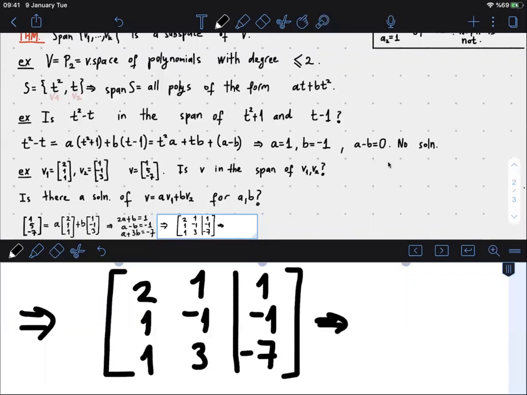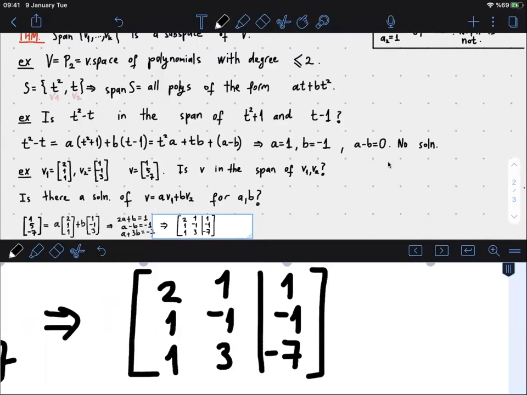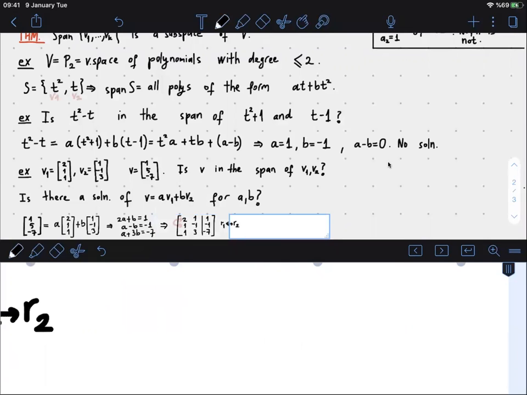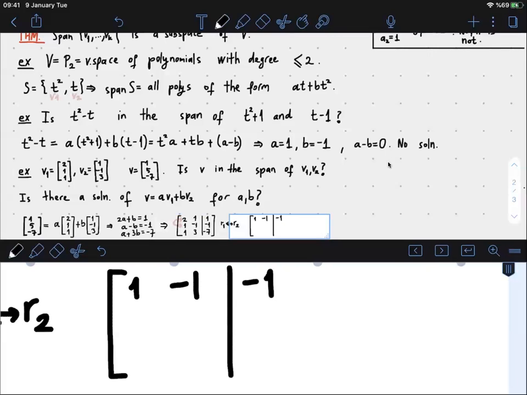So what can I do as a first step? I can swap these two rows to get a better first row. So I swap row 1 and row 2. Then we get 1, minus 1, minus 1, 2, 1, 1, and 1, 3, and minus 7.